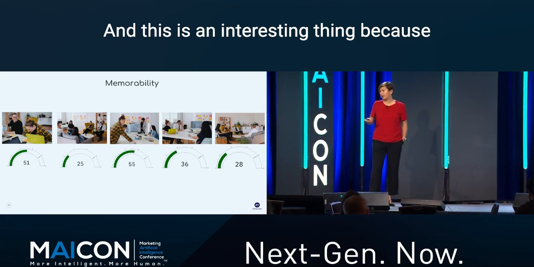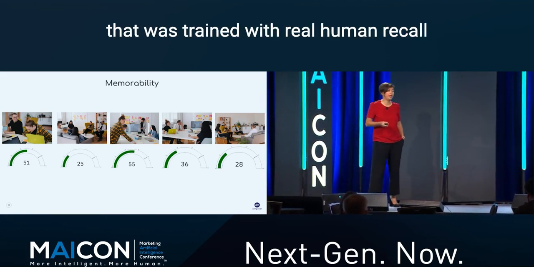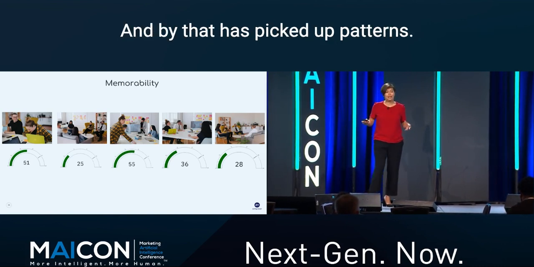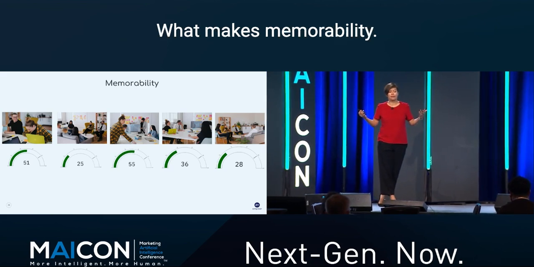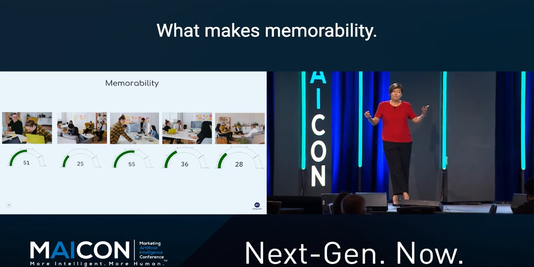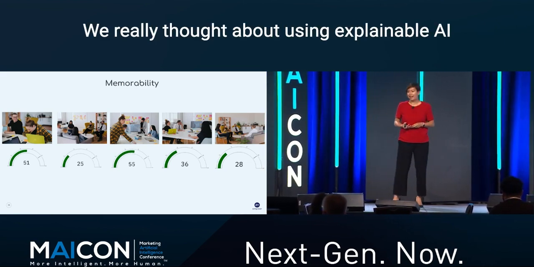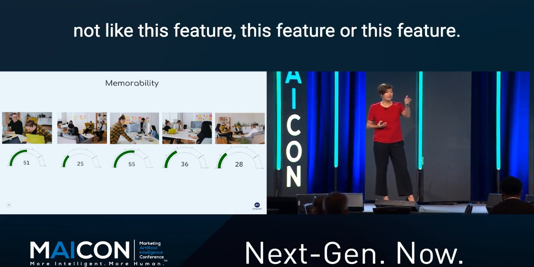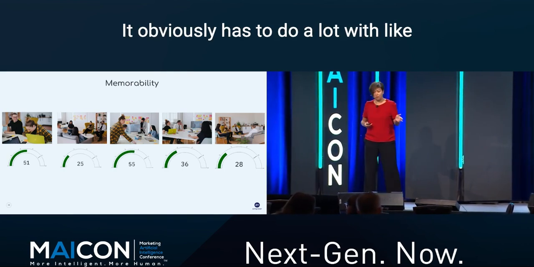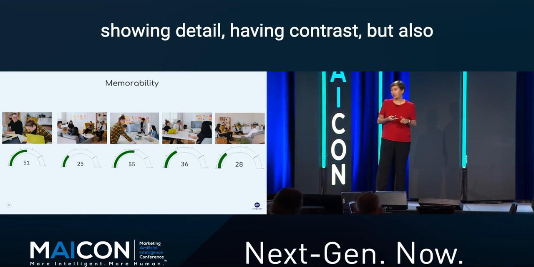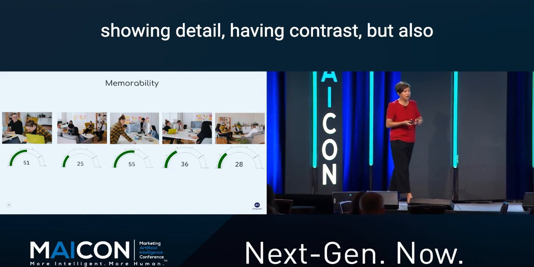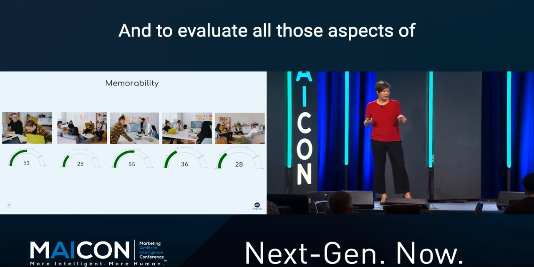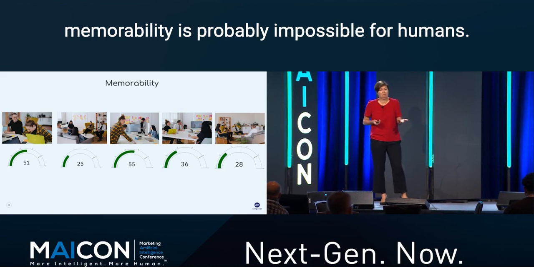And this is an interesting thing because what's behind here is an AI pipeline that was trained with real human recall data for a vast amount of pictures. And by that it has picked up patterns. What makes memorability? And we really thought about using explainable AI on this one because it's not obvious and it's not like this feature, this feature, or this feature. It obviously has to do a lot with showing detail, having contrast, but also the situation, the number of humans in it. There's so much, and to evaluate all those aspects of memorability is probably impossible for you.